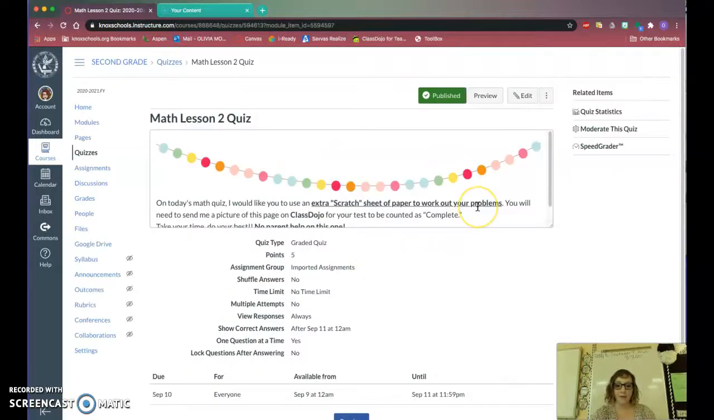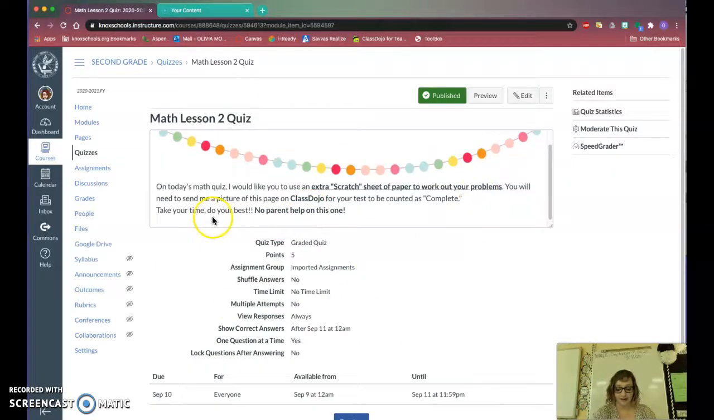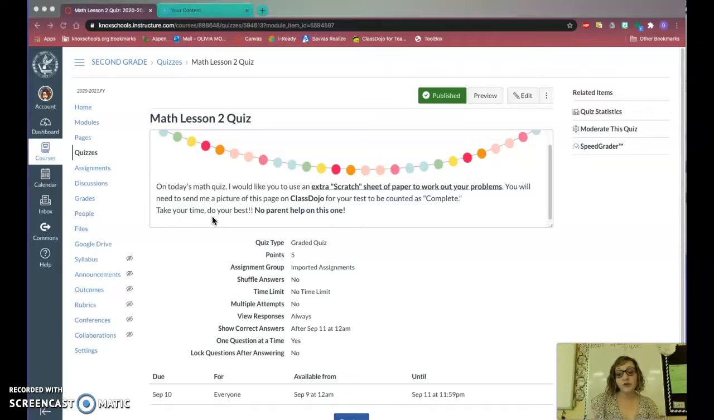So when you've got that up, I'm going to go ahead and read the directions. It says, on today's math quiz, I would like you to use an extra scratch sheet of paper to work out your word problems. So just like I did on my paper over here, you're going to be doing the same thing. You'll send me a picture of this on Class Dojo. If you don't send me a picture, your test won't be finished, and I'm going to ask you to go back and complete it by showing me your work. When you complete your test, don't forget to post that on Class Dojo.